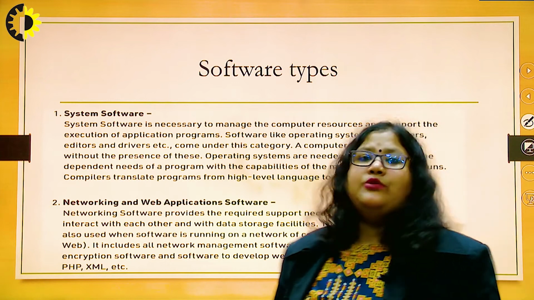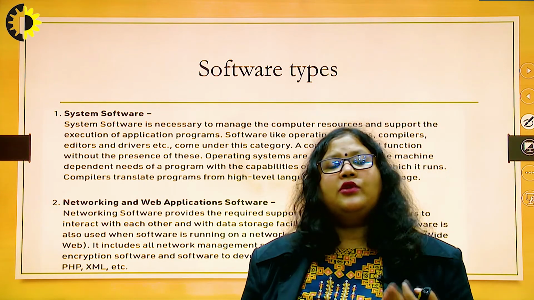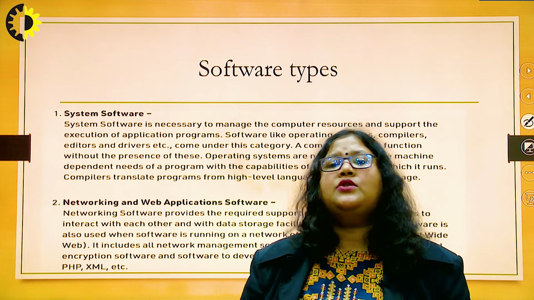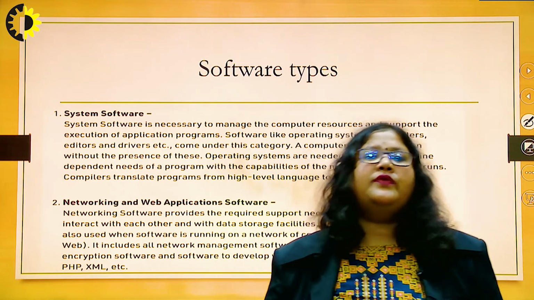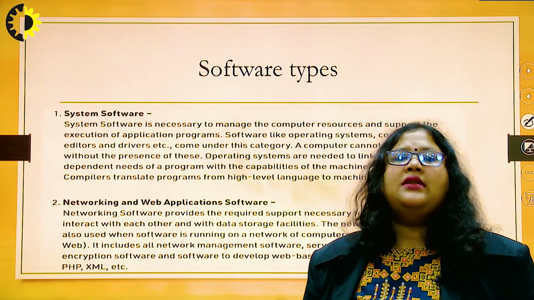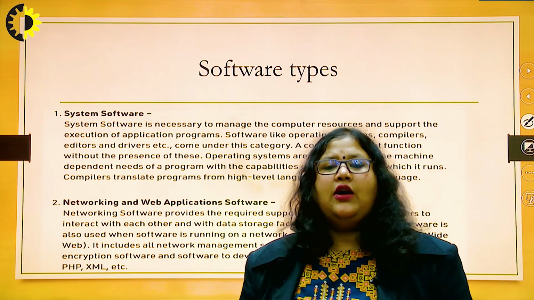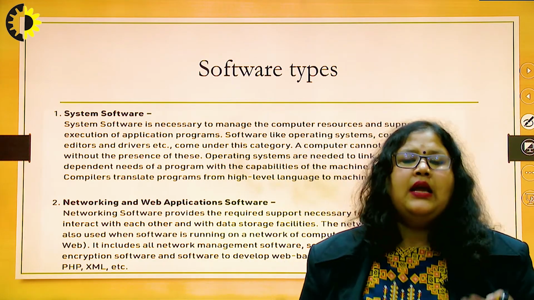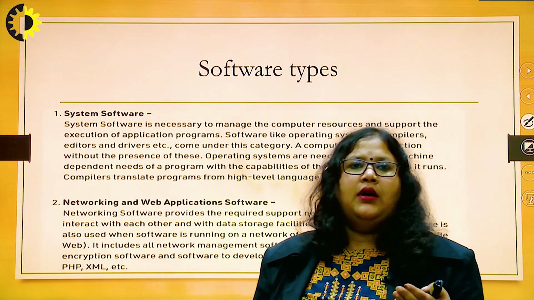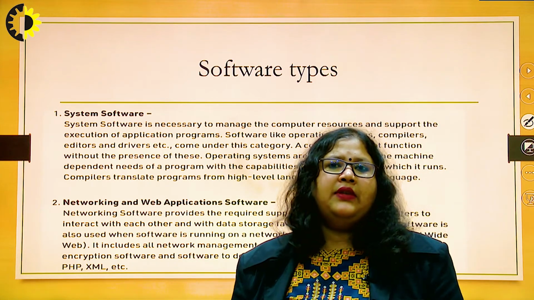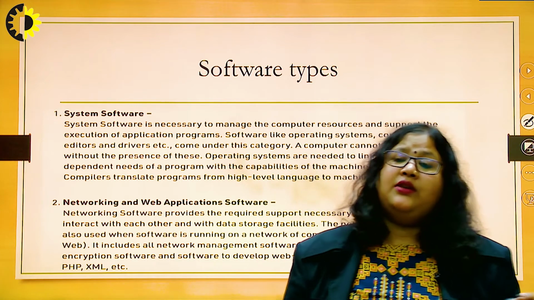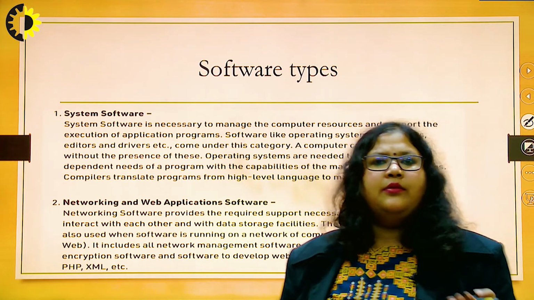Now the system software. What is system software? System software means we have to manage all the resources that we use with the system, and we have to support the system to execute any application. So this is the system software. Basically, the operating system is also a system software that we use to define the system with the defined machine dependent tools. So these are the system software.